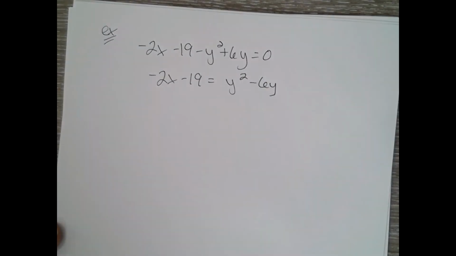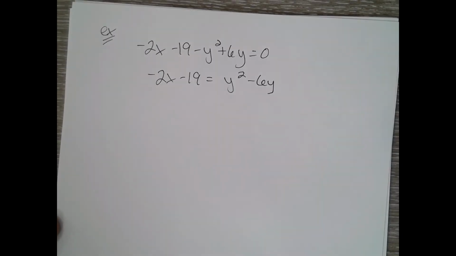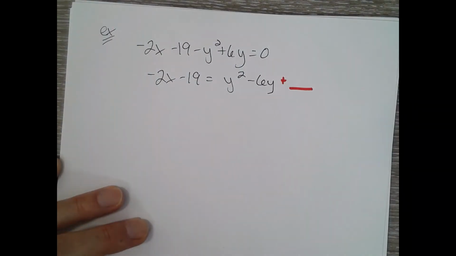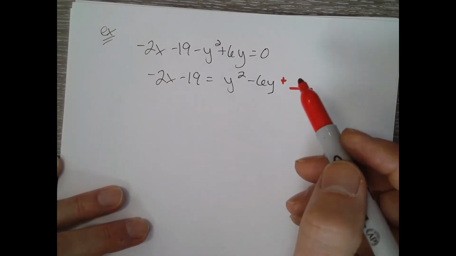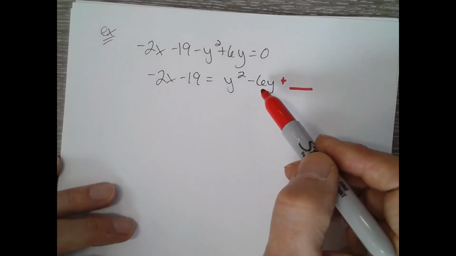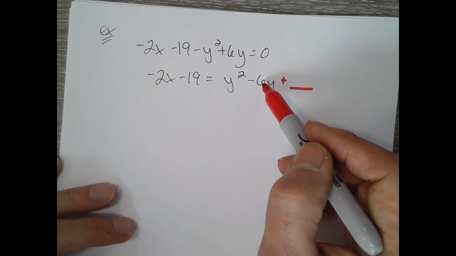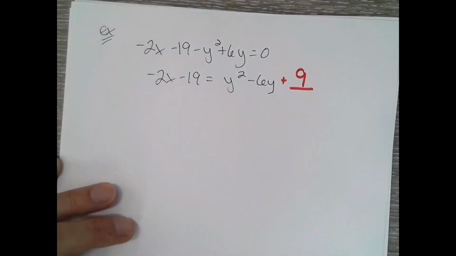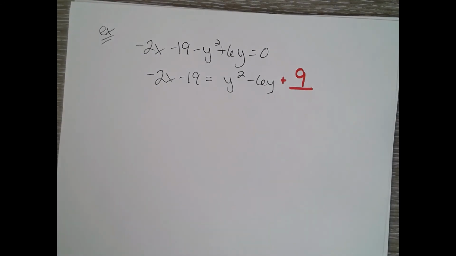So, we need to figure out how to complete the square. What is half of negative 6 squared? So half of negative 6 is negative 3, squared is 9. So I added 9 to the right side.